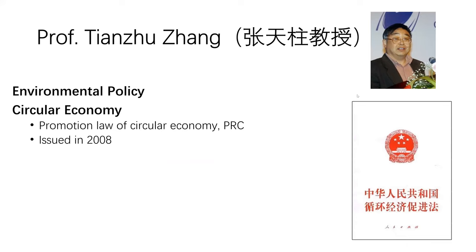The third important person at the Tsinghua School of Environment among the early industrial ecology pioneers is Professor Tian Zhuzhang. I started to know him also around 2003. When I first knew him, he was a scientist doing studies on environmental policy. And then he did a very important piece of work.